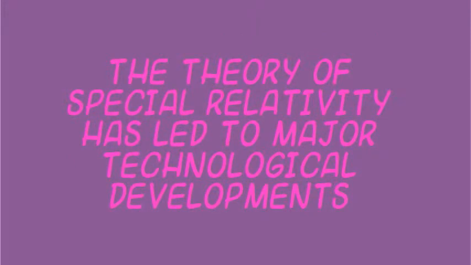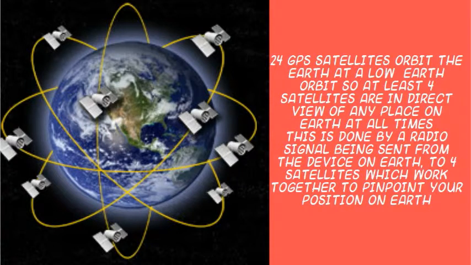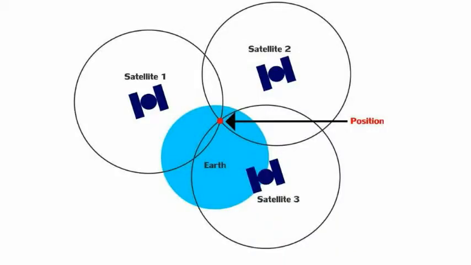The theory of special relativity has led to major technological developments. 24 GPS satellites orbit the Earth at a low Earth orbit, so 4 satellites are in direct view of any place on Earth at all times. This is done by a radio signal being sent from the device on Earth to 4 satellites, which work together to pinpoint your location on Earth. The place where the 3 satellites overlap is your location, and the 4th satellite calculates altitude.